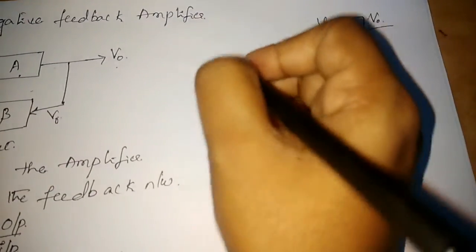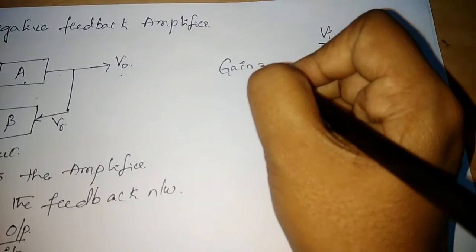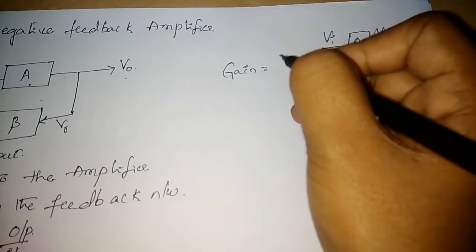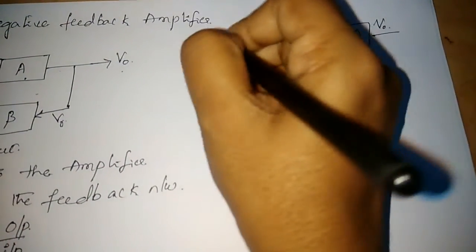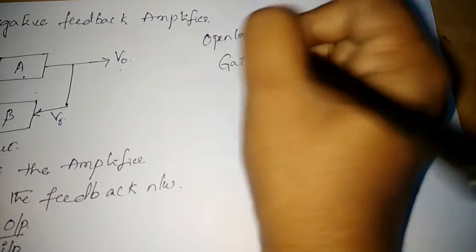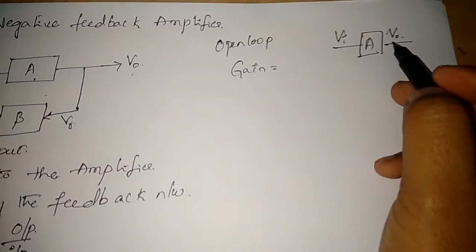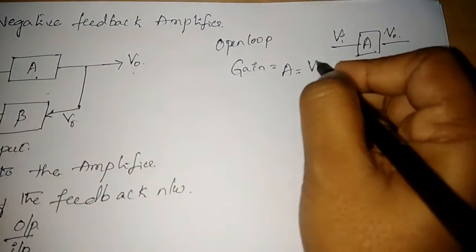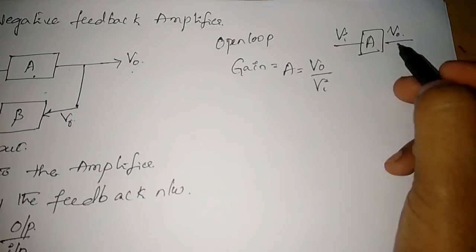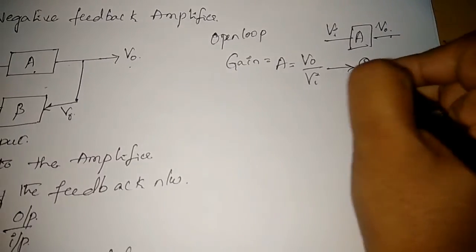Now I can write the gain of the amplifier, or you can say the open loop gain. When no feedback is connected, it is called the open loop gain of the amplifier, which is given by A is equal to V naught divided by Vi, that is output divided by input. Let me take this as equation 1.